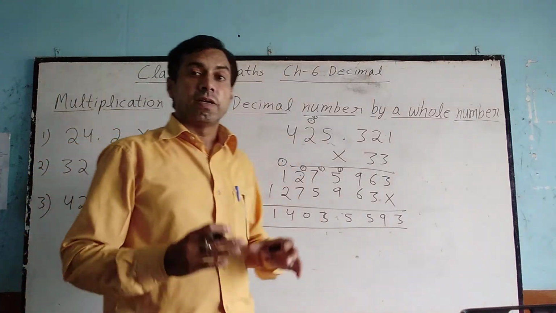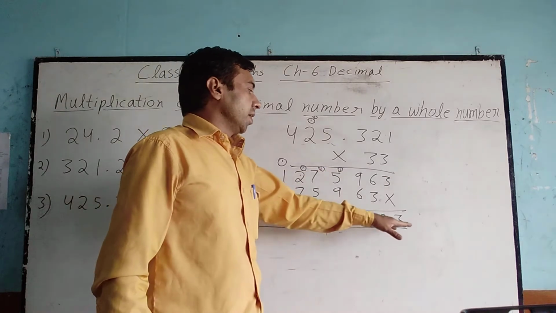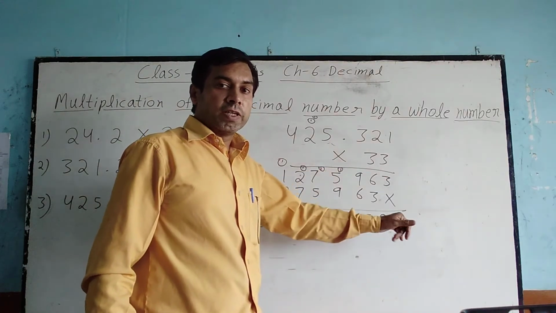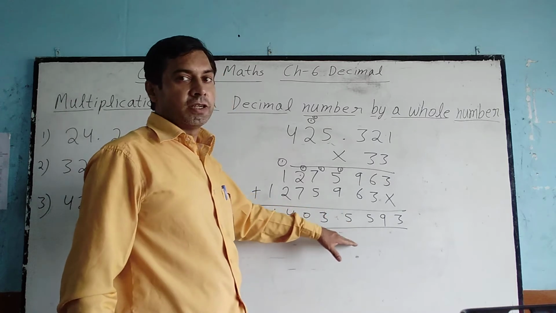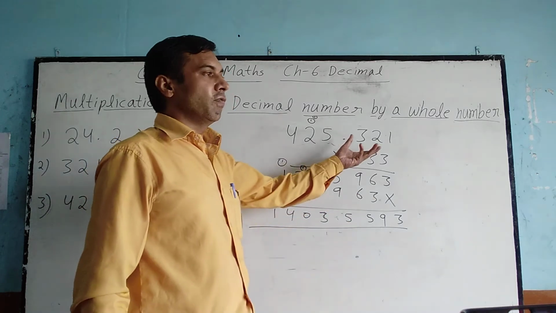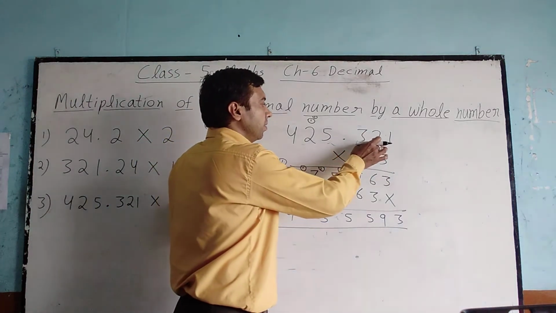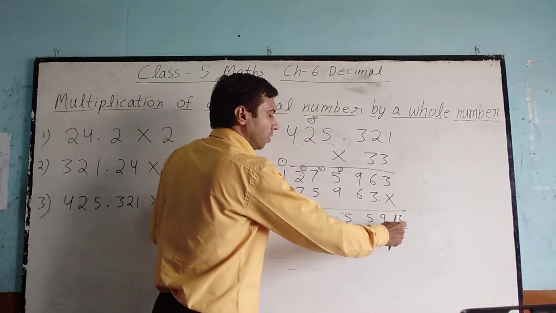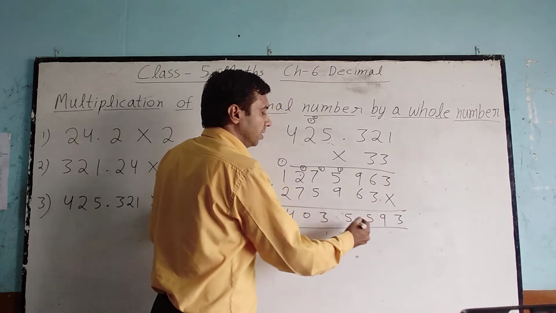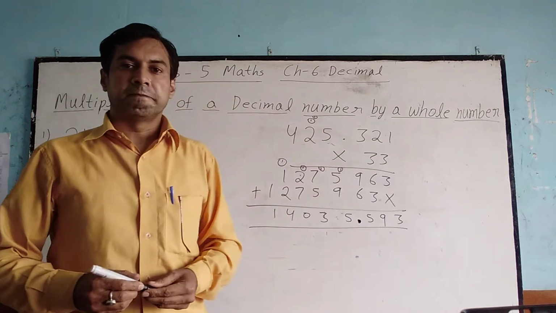This is our product. Now how do we put the decimal, students? In the product, counting from the ones place, we put the decimal leaving digits equal to the total number of decimal places in the decimal number. Here in the decimal number we have 3 decimal places. So counting from the ones place, we will leave 3 digits and we put the decimal. This is our product.